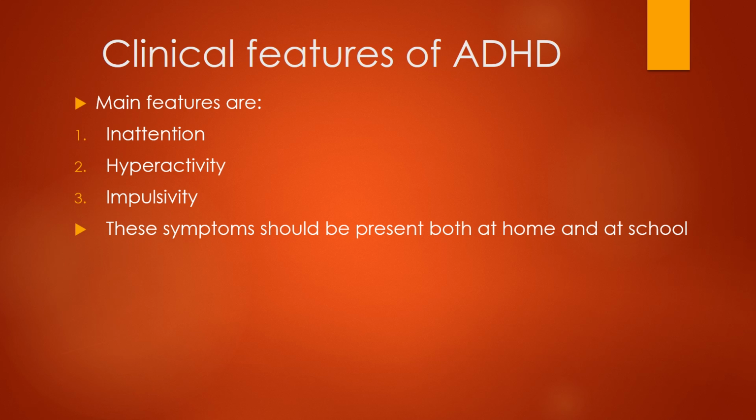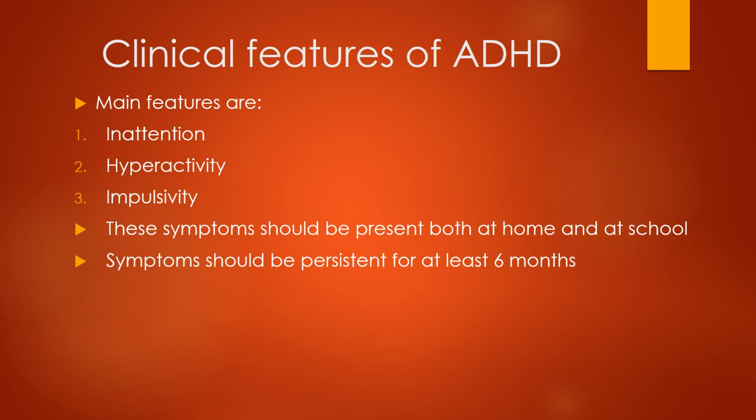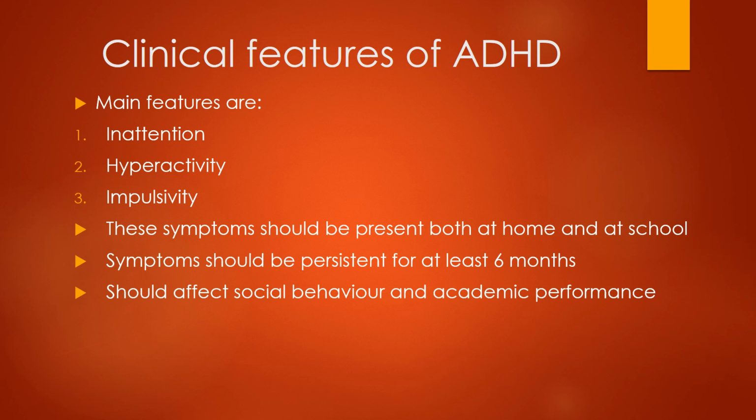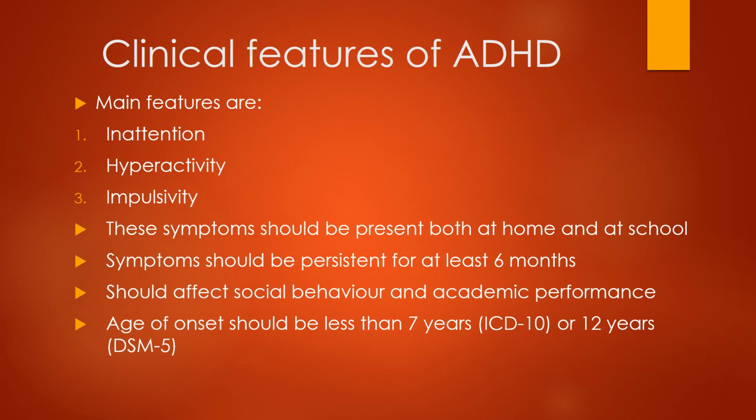These symptoms should be present both at home and at school. Symptoms should be persistent for at least 6 months. Symptoms should affect social behavior and academic performance. The age of onset should be less than 7 years according to ICD-10 or less than 12 years according to DSM-5.